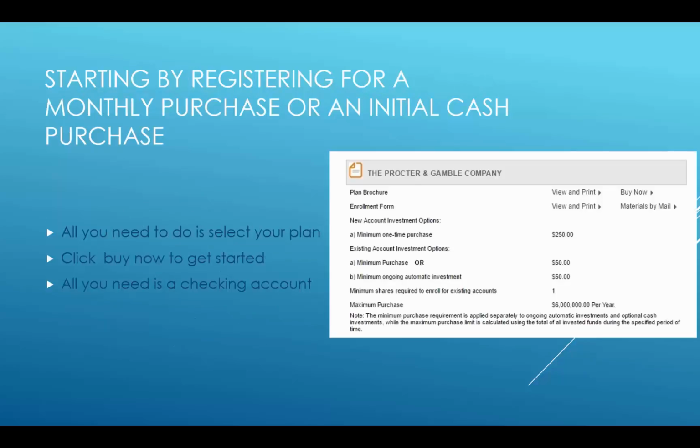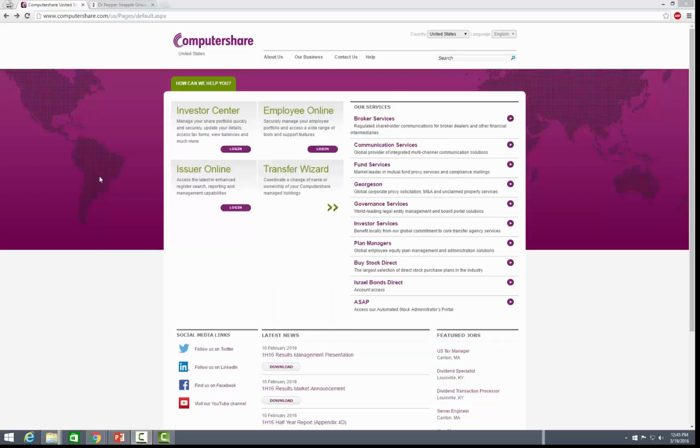Now, to get started, you need to either do an initial buy-in or a recurring transfer. So all you do is pretty much look at the plan. If you like it, you click Buy Now or Enroll Now. And all you need is a checking account, and the paperwork will tell you from then on what they need.